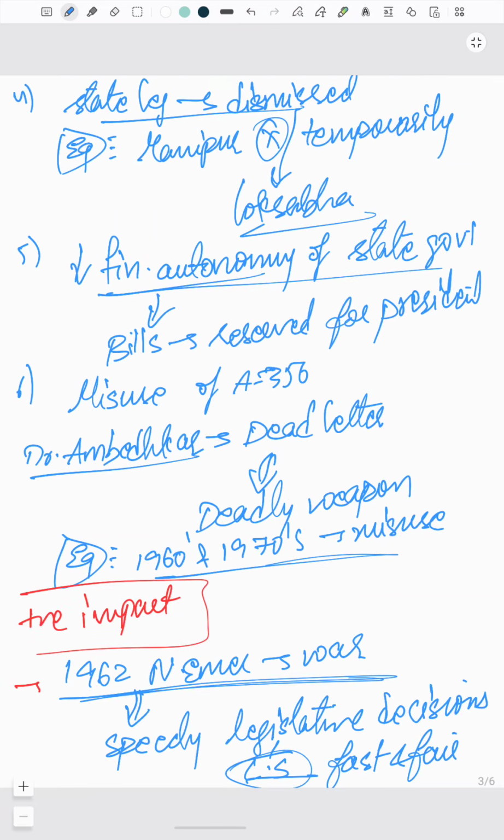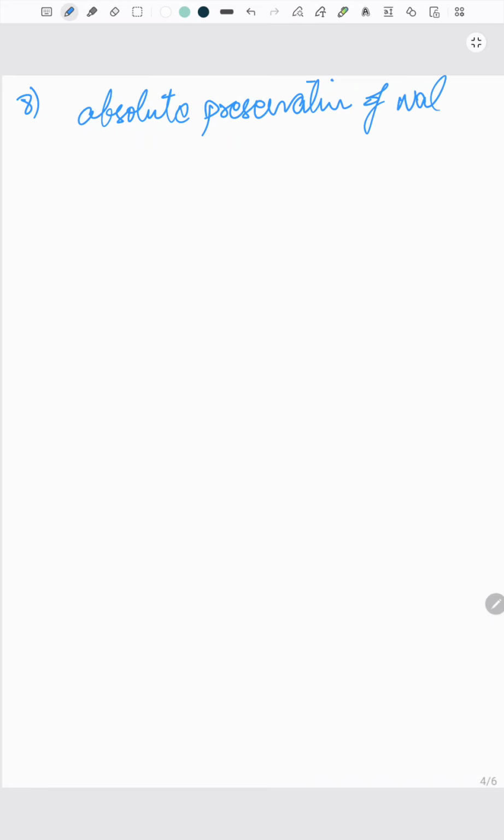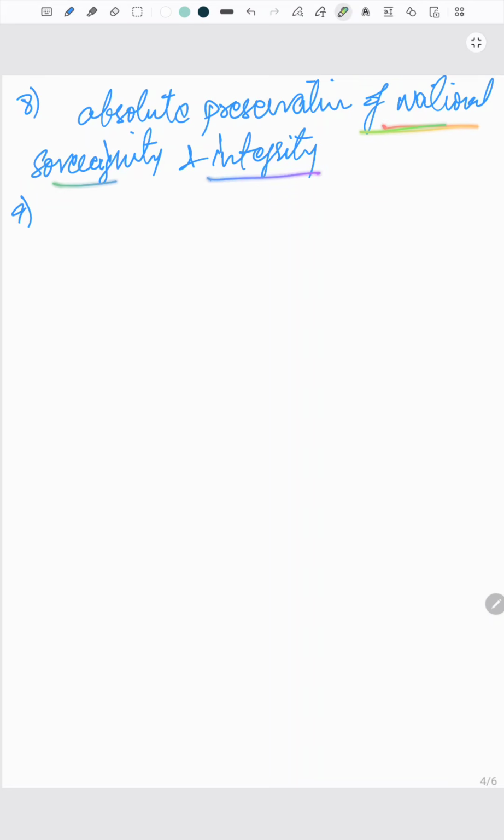So afterwards, this will be our 7th point. Next, let's look into our 8th point. So what is the 8th point? If you observe, it ensures absolute preservation of national sovereignty and integrity, right? So during the crisis situation, these types of powers are needed in order to ensure national sovereignty and integrity.